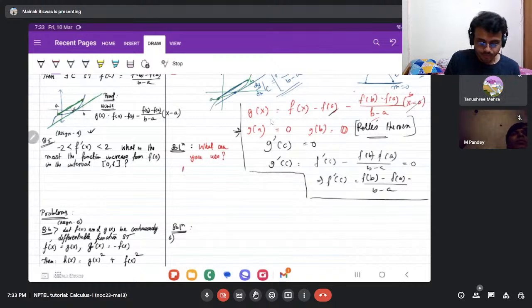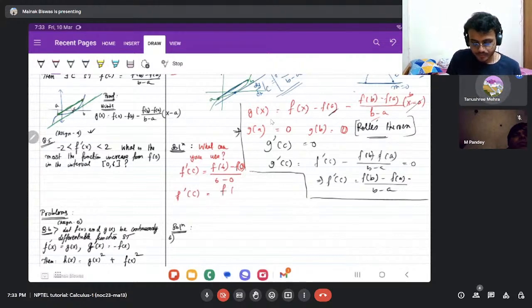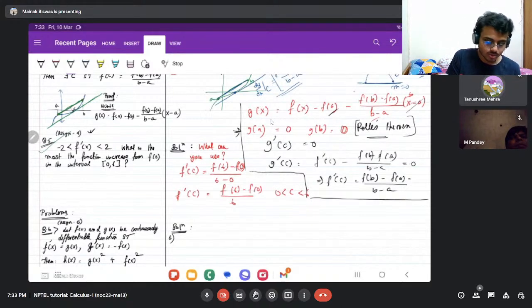So we know f dash c is equal to f of 6 minus f of 0 by 6 minus 0, right? Yes. For c between 0 and 6, right? Next, what steps should I do? Just put, right? So f dash c should be between minus 2 and 2, right? Agreed? By definition, yes. Your derivatives are between minus 2 and 2.